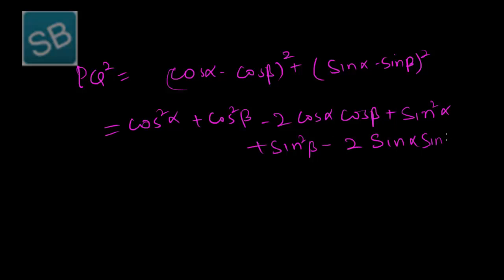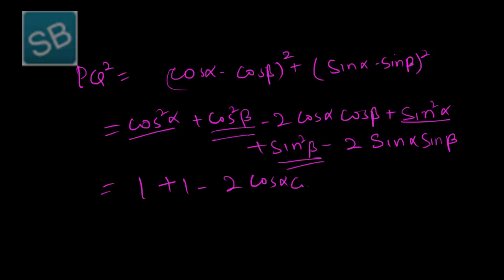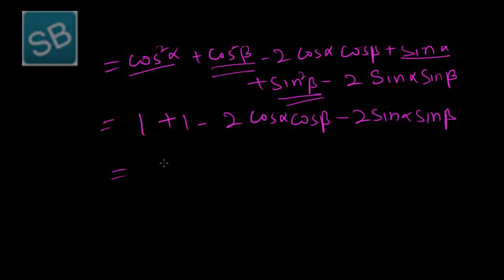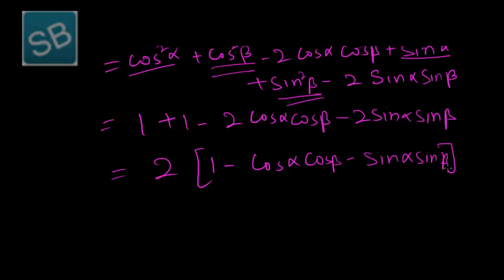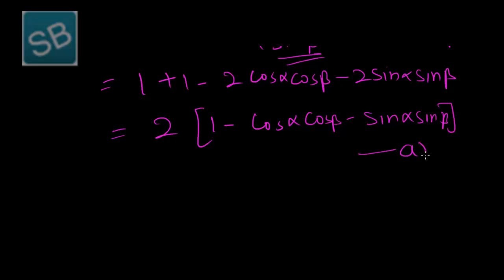So here you can see that we have cos square alpha plus sin square alpha, that is 1, cos square beta plus sin square beta, that is 1, minus 2 times cos alpha cos beta minus 2 times sin alpha sin beta. So we get 2 common out. In the bracket we get 1 minus cos alpha cos beta minus sin alpha sin beta. So this is number A.